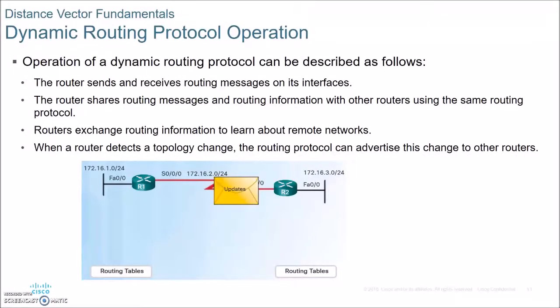Okay, a quick recap on how dynamic routing protocol works. A router will send and receive routing information through its own interfaces. The routers that are connected together will share routing messages if they are running the same routing protocol. What are these routing messages? This is for the routers to learn about the remote networks. And when there's a topology change, the router will detect the change and advertise it to all the other routers so that they get the most up-to-date routing information.